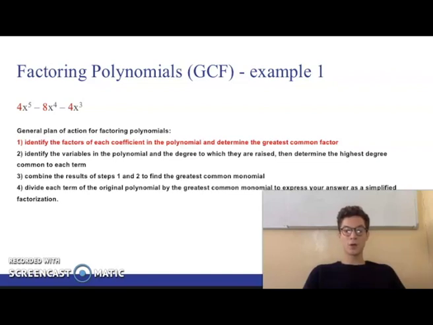The factors of 4 are 1 times 4 and 2 times 2. The factors of 8 are 1 times 8 and 2 times 4. Comparing these factorizations, we see that 4 is the greatest common factor between 4 and 8.